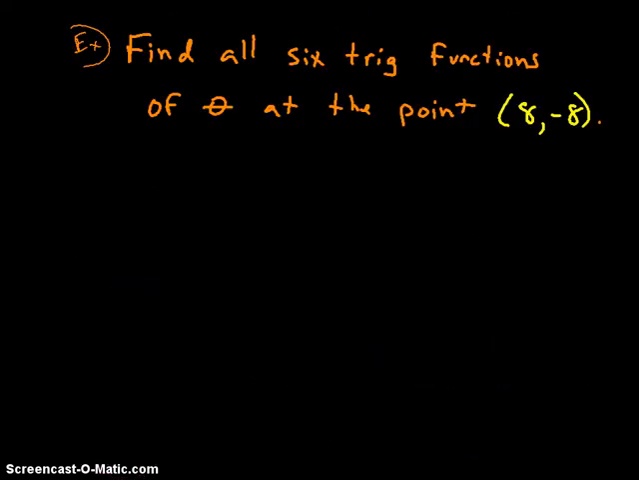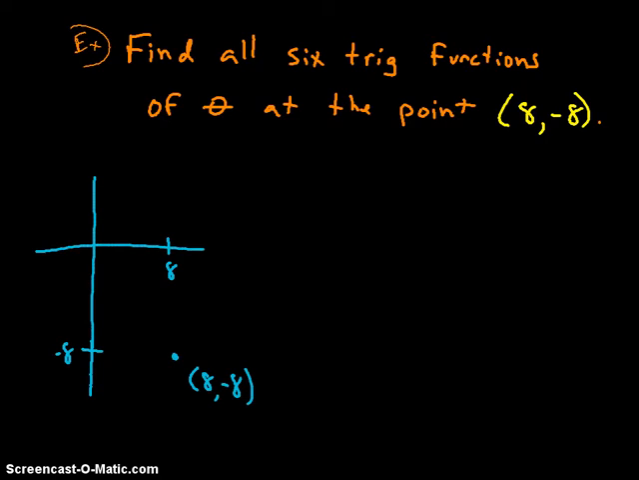So here's another example. You try. Actually pause the video right now, plot the point, and find all 6 trig ratios at that point. You should have found the point 8, negative 8 to be in this quadrant. After you create the triangle, theta would be here, close to the x-axis. I know this length goes out 8, so it's 8. And this length goes down 8, so it's a negative 8.